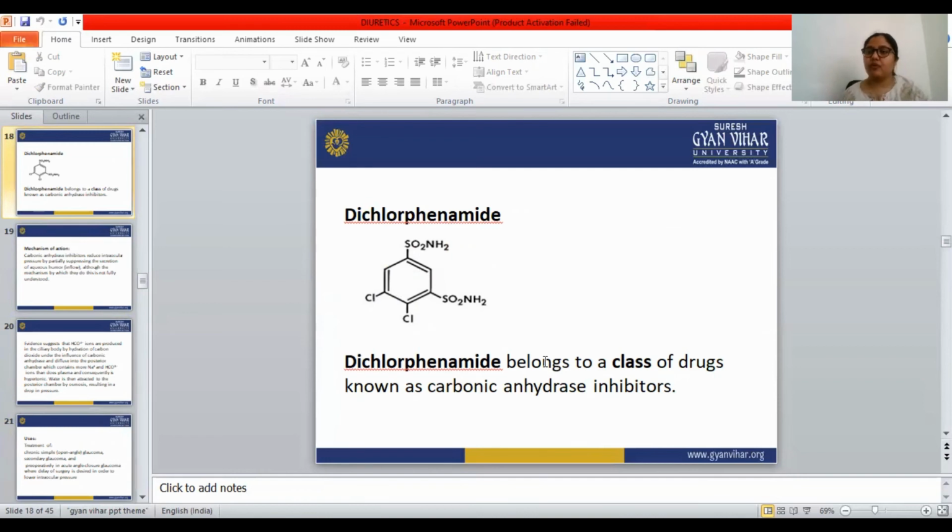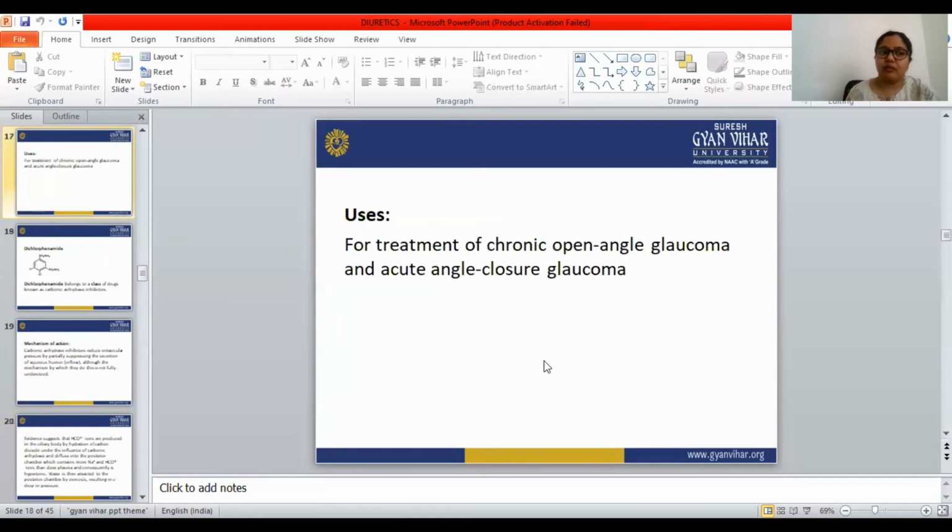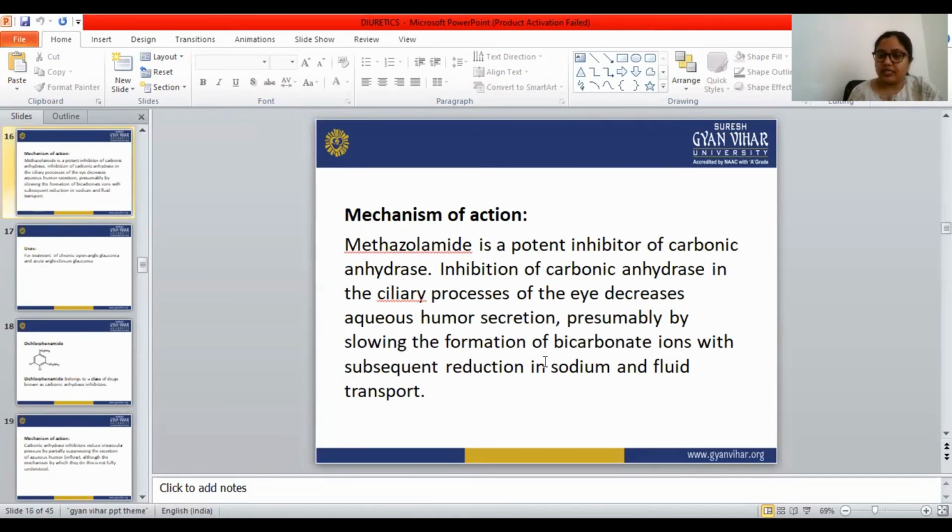So these are the carbonic anhydrase inhibitors, and they are divided again into two categories. First one is heterocyclic sulfonamides, and second one is 1,3 meta benzene sulfonamides. The example of the 1,3 meta benzene sulfonamide is dichlorphenamide, and the other two drugs, acetazolamide and methazolamide, are examples of the heterocyclic sulfonamides.